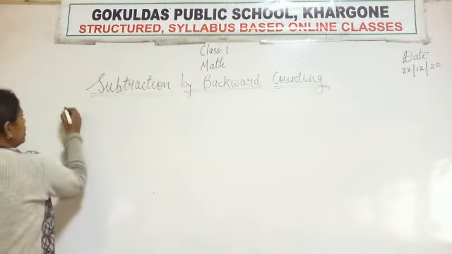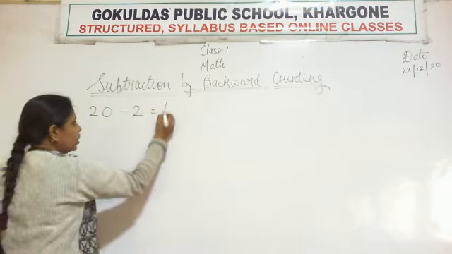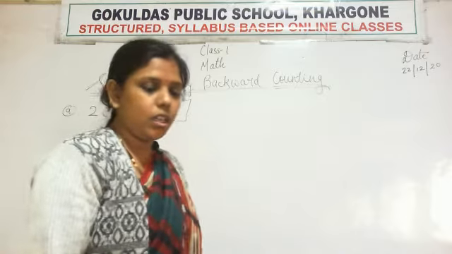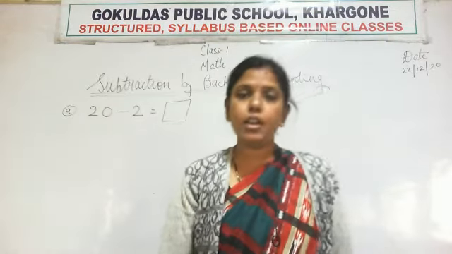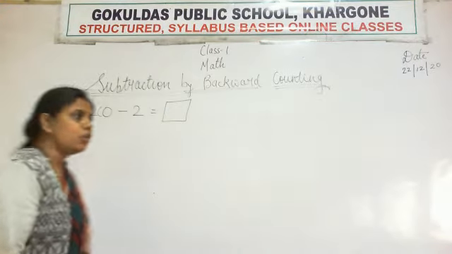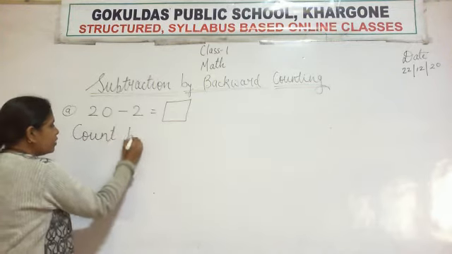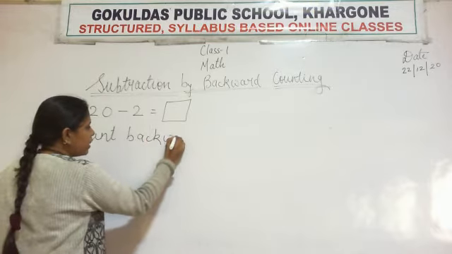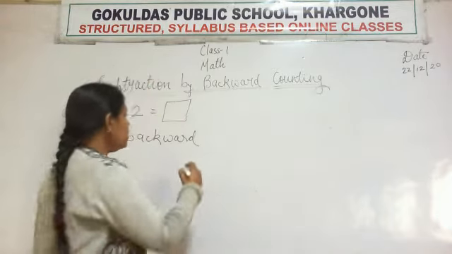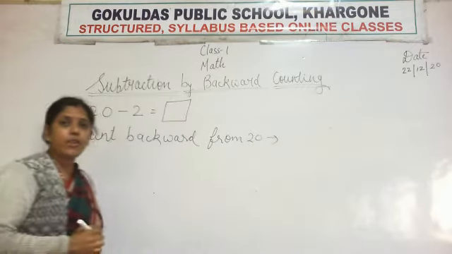Now write the first question. A: 20 minus 2. Okay. In addition we have done forward counting, and we count the numbers forward. But in subtraction we are doing backward counting. So here we count the number backward. So write count backward from 20. हमें backward count करना है कहाँ से? From 20.